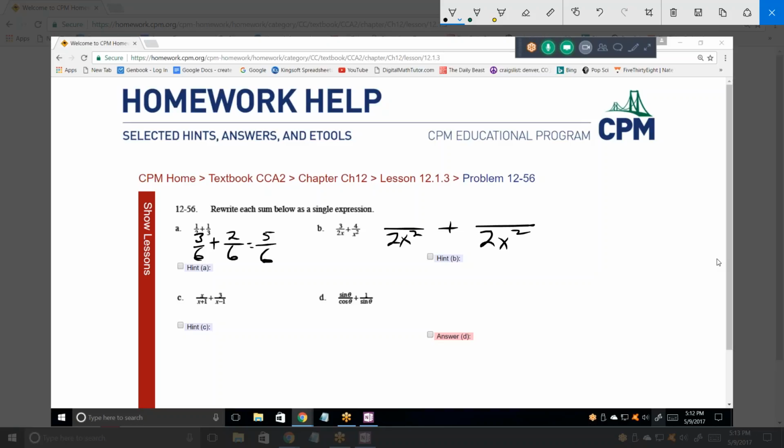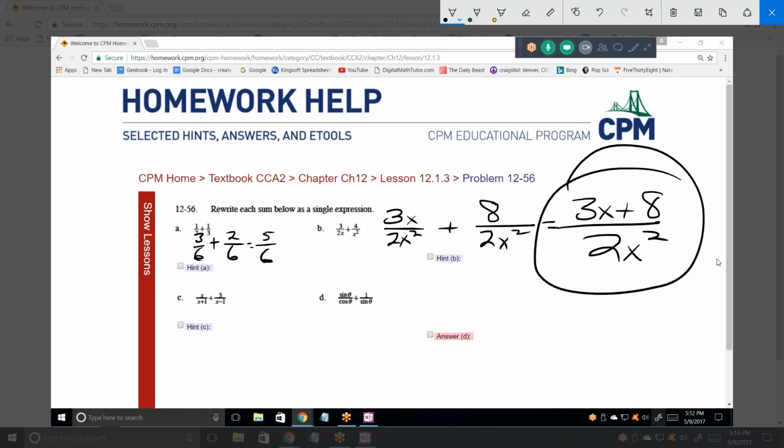So what's the numerator over here? 3x. And over here? 8. And so the answer? 3x plus 8. All over? 2x squared. Yeah, don't forget the denominator. And that cannot really be simplified.